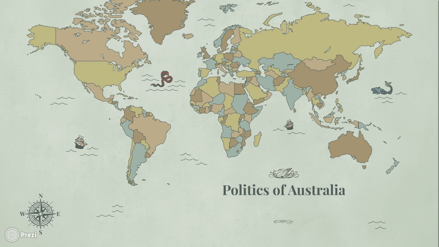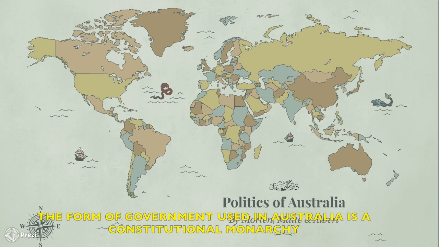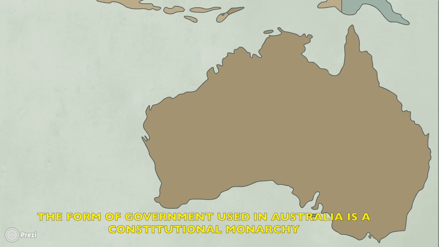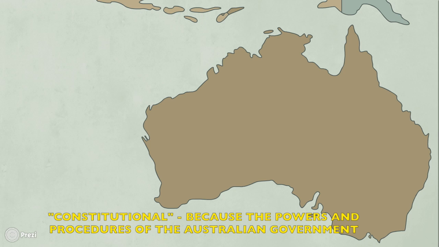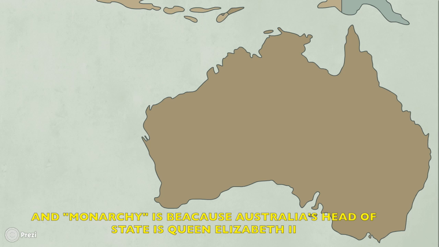Politics of Australia. Australia's formal name is the Commonwealth of Australia. The form of government used in Australia is a constitutional monarchy. Constitutional is because the powers and procedure of Australian government are defined by a written constitution, and monarchy is because Australia's head of state is Queen Elizabeth II.